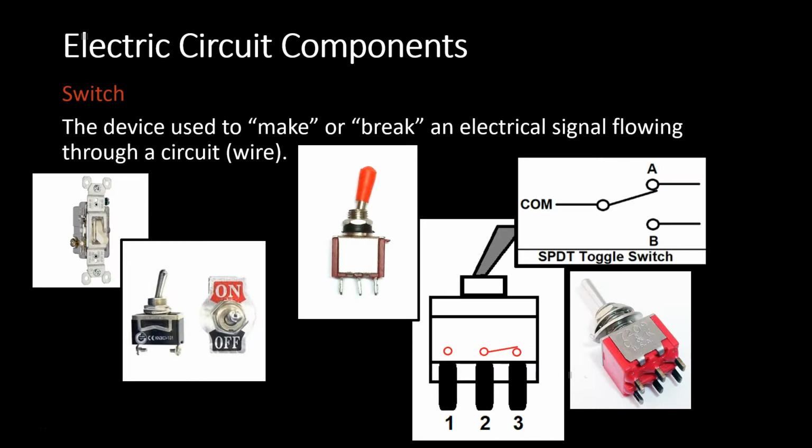When the switch is switched to the left, the current flows through pins 1 and 2, and when the switch is flipped to the right, the current flows between pins 2 and 3. And the electrical schematic diagram of that switch is in the upper right-hand corner. You can see the common is the number 2 pin, and A and B would be the equivalent of the 1 and the 3 pins.